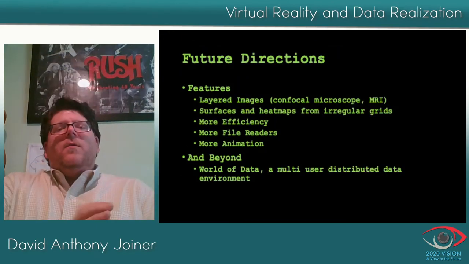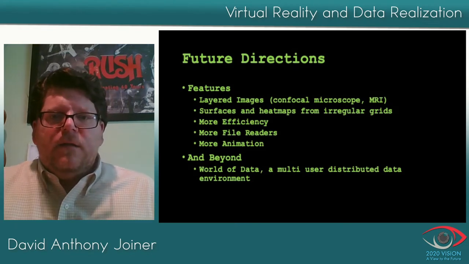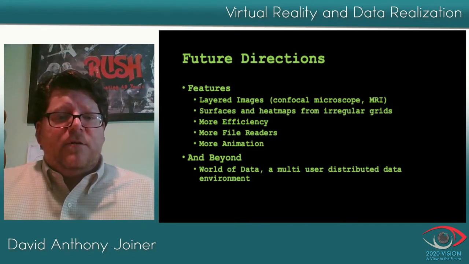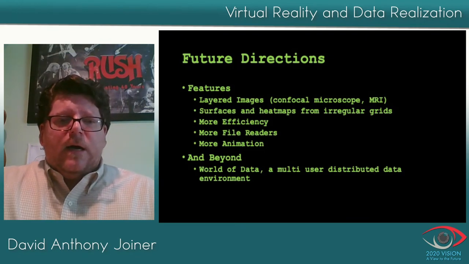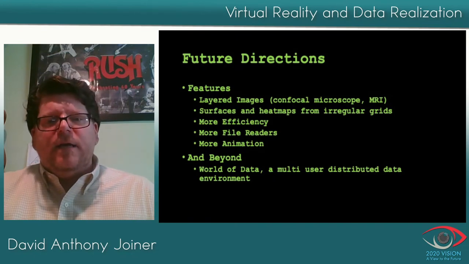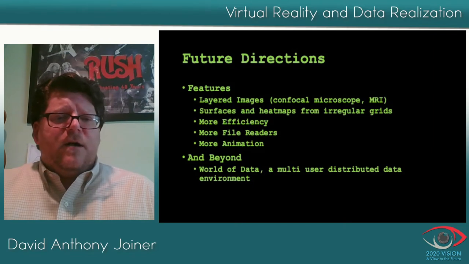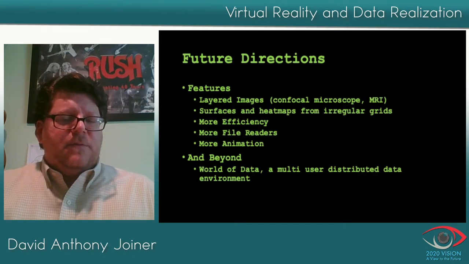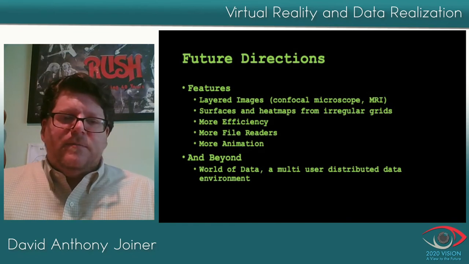So where do we want to go with this next? What are the next tools that we expect to have in the Unity Visualization Toolkit available for people to use? One of the projects we're working on right now involves looking at how we handle layered images. In particular, this is a project related to some data we're analyzing from a confocal microscope of different stem cells, fruit fly stem cells to be specific.